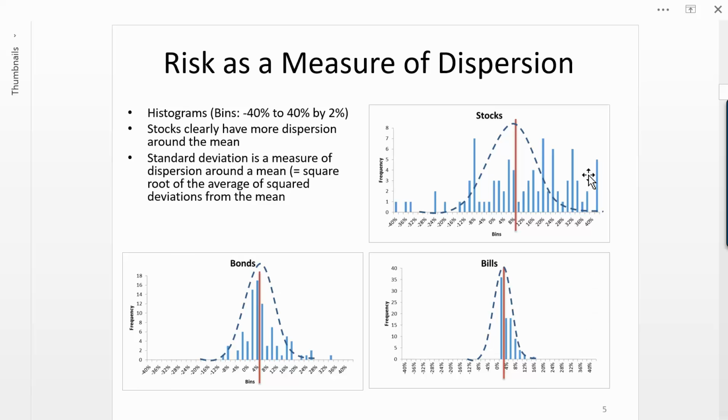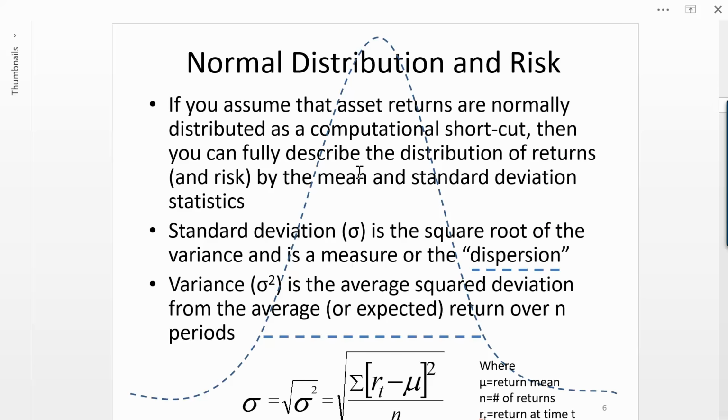But our primary measure of risk in finance, we're going to assume that these asset returns are normally distributed as a computational shortcut. That way, all we need to know is the mean and the standard deviation of a portfolio or an asset, and that'll fully describe the distribution. All right, so the primary measure of risk, if you assume a normal distribution, is standard deviation.